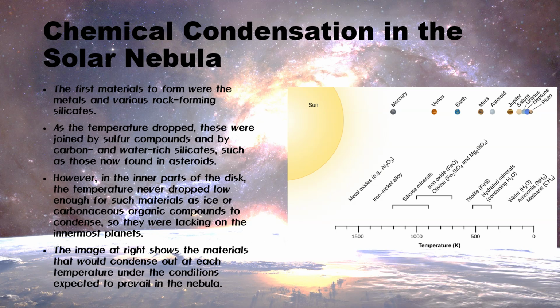And the image at right shows the materials that would condense out at each of the temperature conditions expected to prevail in the nebula. So for example, here is our temperature scale. As we are closer to the Sun, you can see our temperature in Kelvin is increasing, but as we get farther out, that temperature in Kelvin is decreasing. Here we, of course, have a lot more metals and rocks, silicate materials that are very heavy. And as we move further out, we start getting into much more hydrogen compounds such as water, ammonia, and methane.